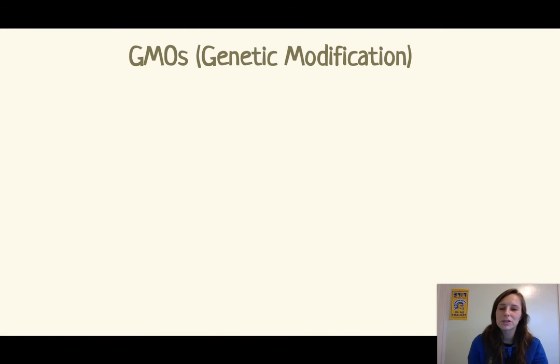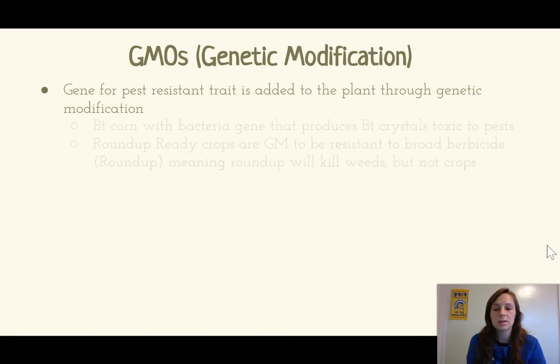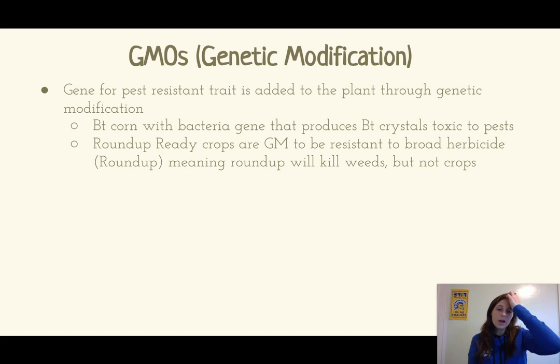So in relation, we'll continue talking a little bit about GMOs. And as I touched on in 5.3 notes with our Green Revolution, GMOs are going to be where we take a gene for a pest-resistant trait and we're going to add it to the plant through genetic modification so that the plant is now just genetically able to resist this pest. So our very common example that we use a lot is going to be BT corn. We use part of a bacteria gene that's going to produce BT crystals, which are toxic to the pests. So the plants are naturally on their own able to resist pests.